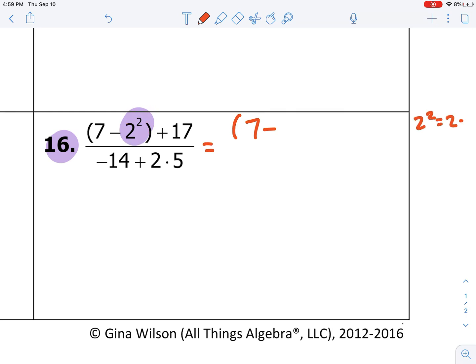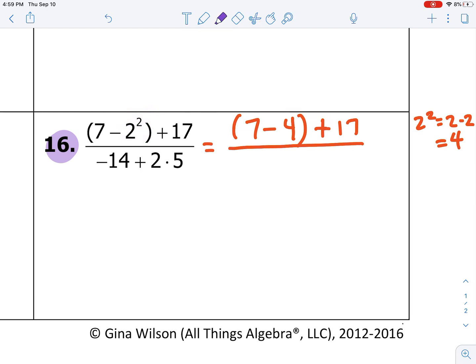2 squared is 2 times 2. 2 times 2 is 4. So I have 7 minus 4 in parentheses. Next, I'm going to add 17 to the end just to copy down the rest of the problem. Now, since my denominator is a separate part of the problem for now, I can work on the denominator at the same time. So I'm looking at the denominator kind of like a separate problem for now.